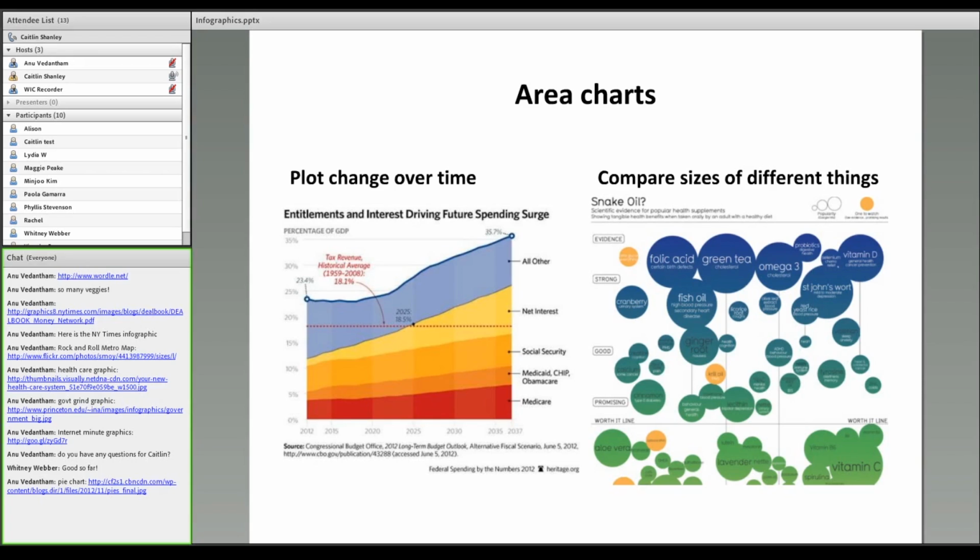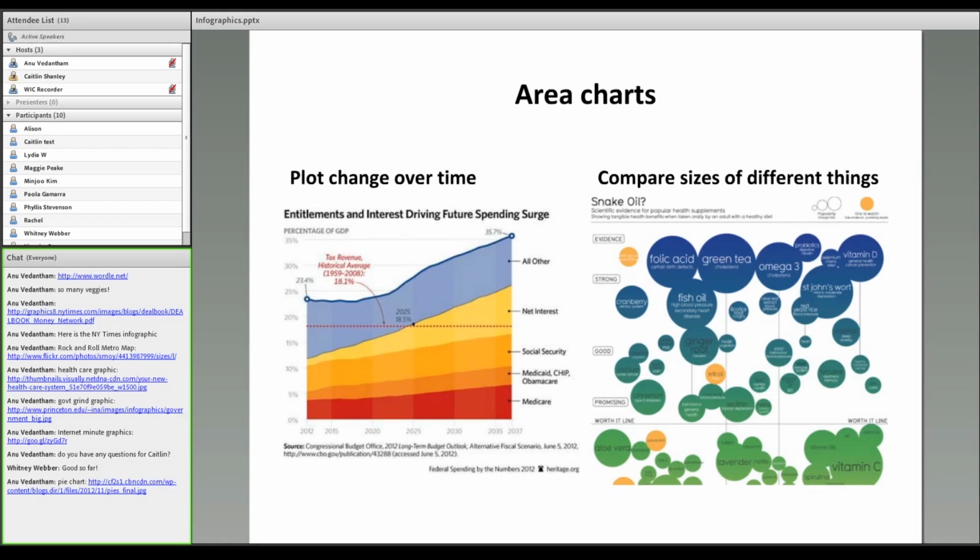You can also compare different things using a bubble chart, so the one on the right is a bubble chart. The size of the bubble indicates how often or how important, and also the location of the bubble on the page. The first one there is about congressional spending, and the second one's about vitamins and supplements. I like that bubble chart because you can use the height, and then you can use the size of the bubble to represent a lot of different things.